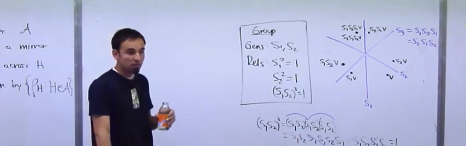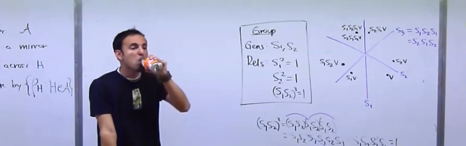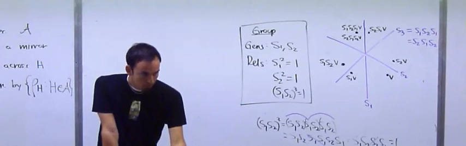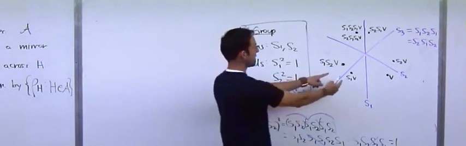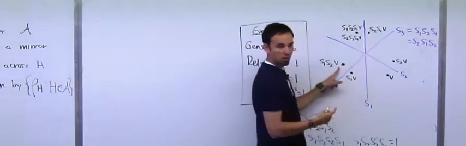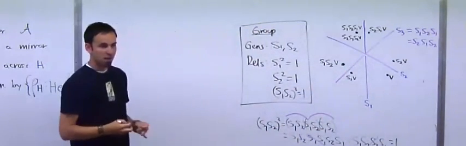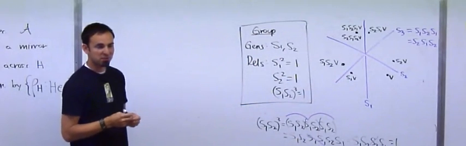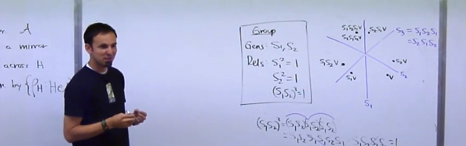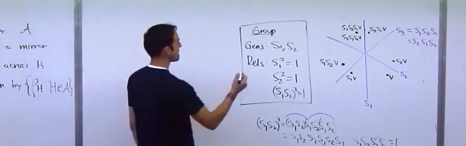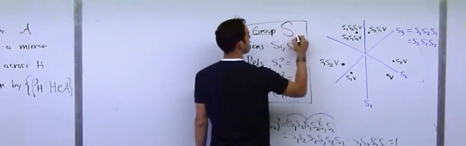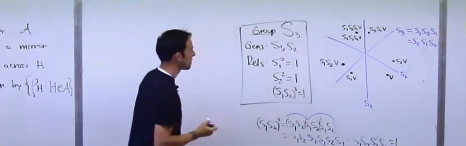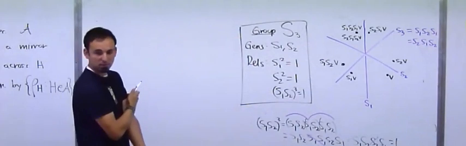So first of all, is it abelian or not? If it was abelian, it would commute. But S1, S2 is not the same as S2, S1. So it's not abelian, and it has 6 elements. So what's the only group on 6 elements that is not abelian? You guys remember? It's S3. And so this is a little unfortunate because people call these guys lowercase s's, and these guys uppercase S's. But that's S3, the symmetric group on 3 elements, the permutation group.